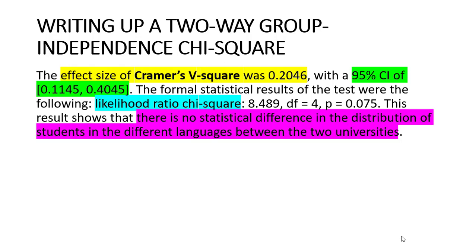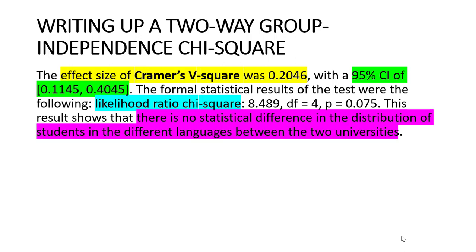Now, this is the information that we got from the web page. The effect size of Cramér's V square was 0.2046 with a 95% confidence interval of 0.1145, 0.4045. Okay, so here you report the confidence interval. The formal statistical results of the test were the following: likelihood ratio chi-square, so that comes from Minitab, 8.489, degrees of freedom 4, p equal to 0.075.